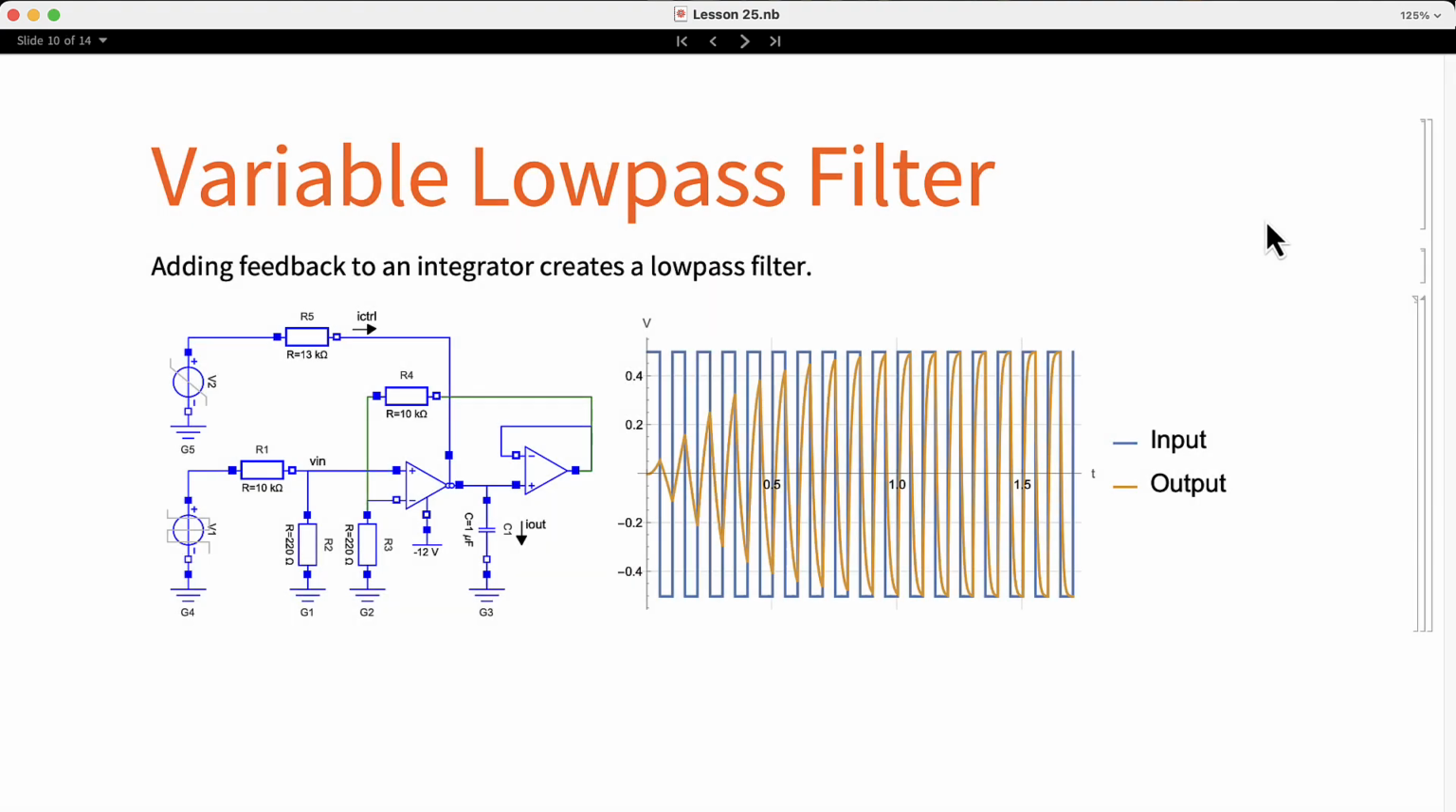If you remember the analog filter lesson, by adding feedback to an integrator, we can create a simple low-pass filter. This diagram shows the same integrator, but adds the resistor R4 as feedback through the inverting input. In the simulation, we can see that the input signal is a square wave. As the control current increases, the cutoff frequency of the filter increases, and we can see in the output, shown in orange, the filtered signal. Having a variable gain integrator allows us to make many interesting circuits. In the final lesson of this course, we will use them again.